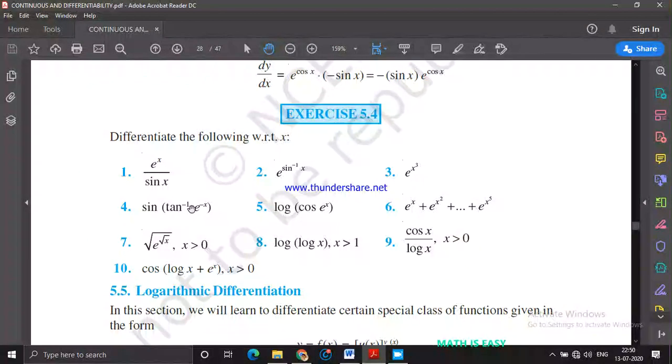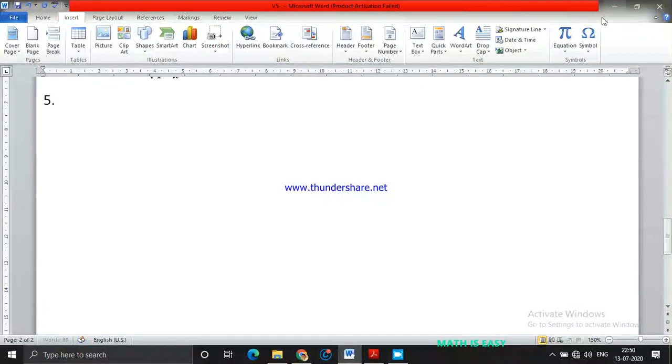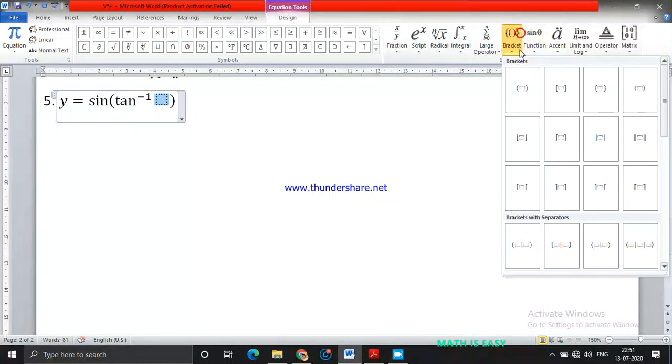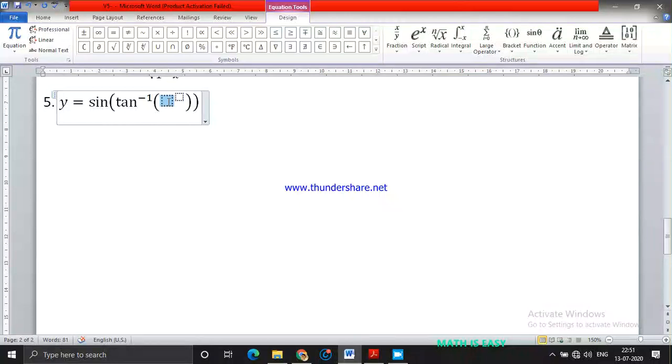Next, sin tan inverse e power minus x. So the chain will go twice. Let me take this function, sin tan inverse. Let me write the equation: y equals sin tan inverse, let me put a bracket again, e to the power of minus x. So this is the function which they have given.